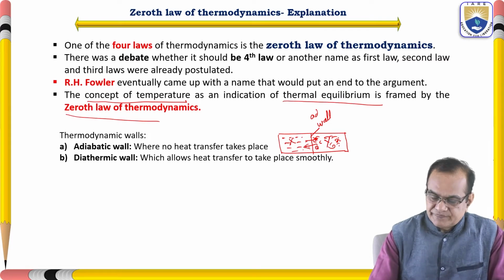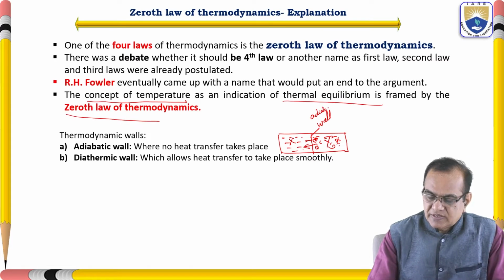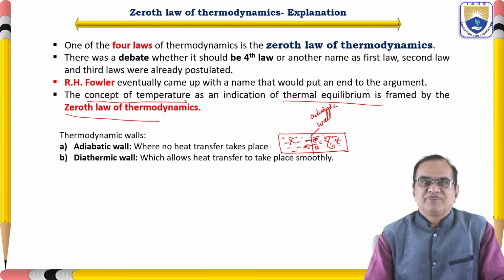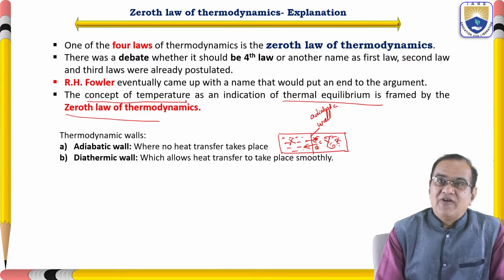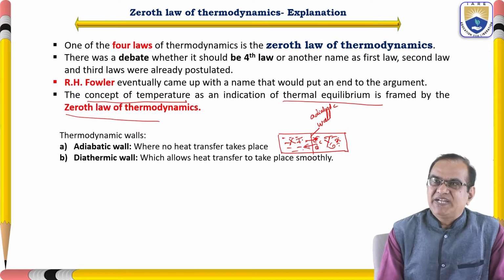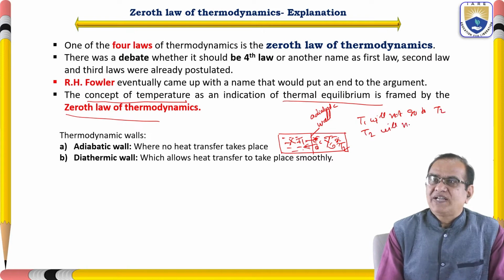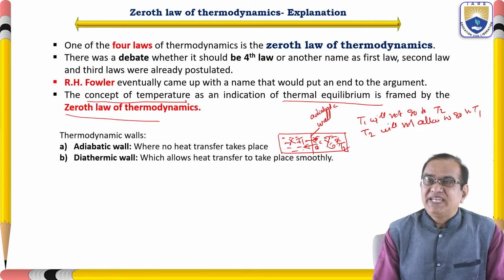This is called the adiabatic wall, where no heat transfer takes place. So whatever temperature here, maybe T1 or T2, T1 will not go to T2 and T2 will not go to T1. So there will not be any heat transfer between X to Y or Y to X.